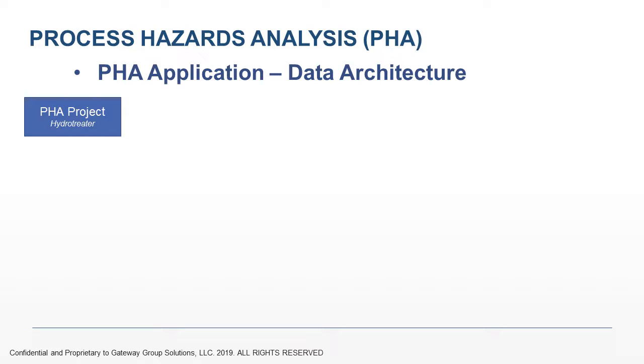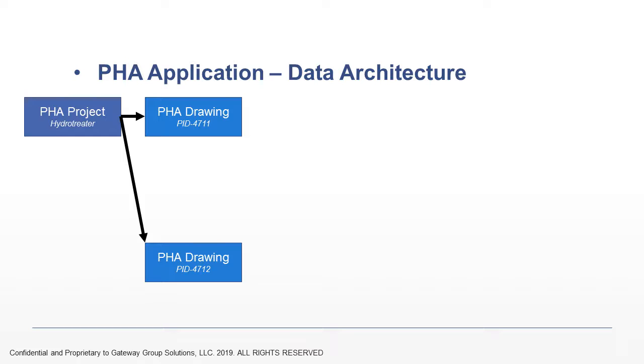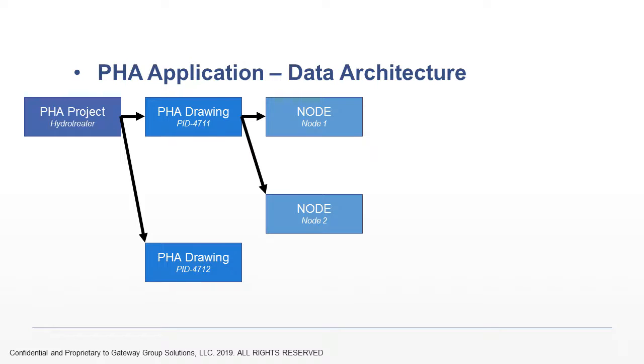Before showing screenshots of the application, let's define some terminology and look at what data is managed for PHAs. A complex PHA begins with a PHA project. Each PHA project has several PHA drawing objects associated with it. Usually these are the individual P&IDs, which describe the process within a unit. There may be dozens of these for a single unit.